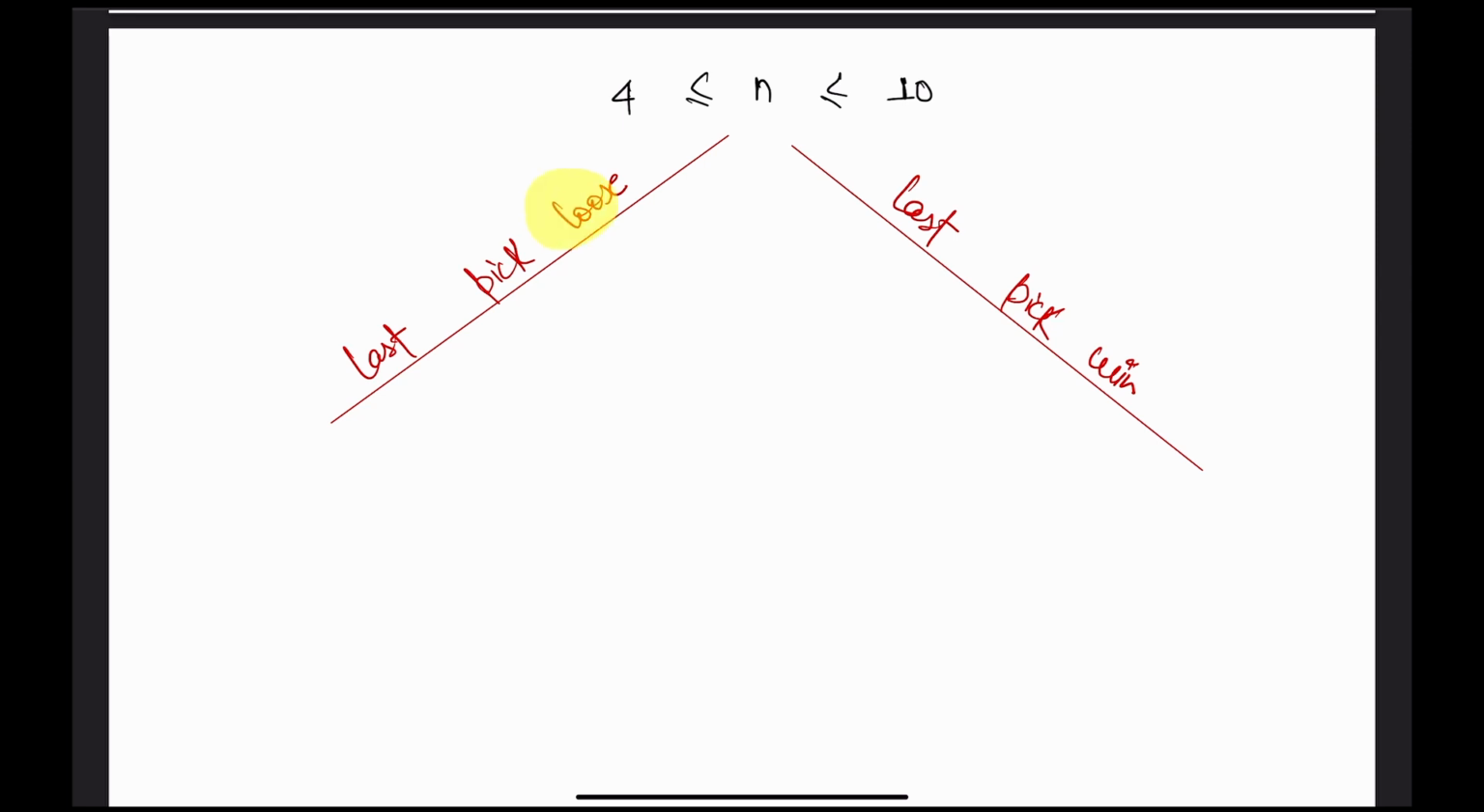Let me just highlight the difference, lose and win. If this is last pick lose and last pick win, one thing that is sure for both of them is CF. CF is not going to change. CF is 4 plus 10, that is 14.